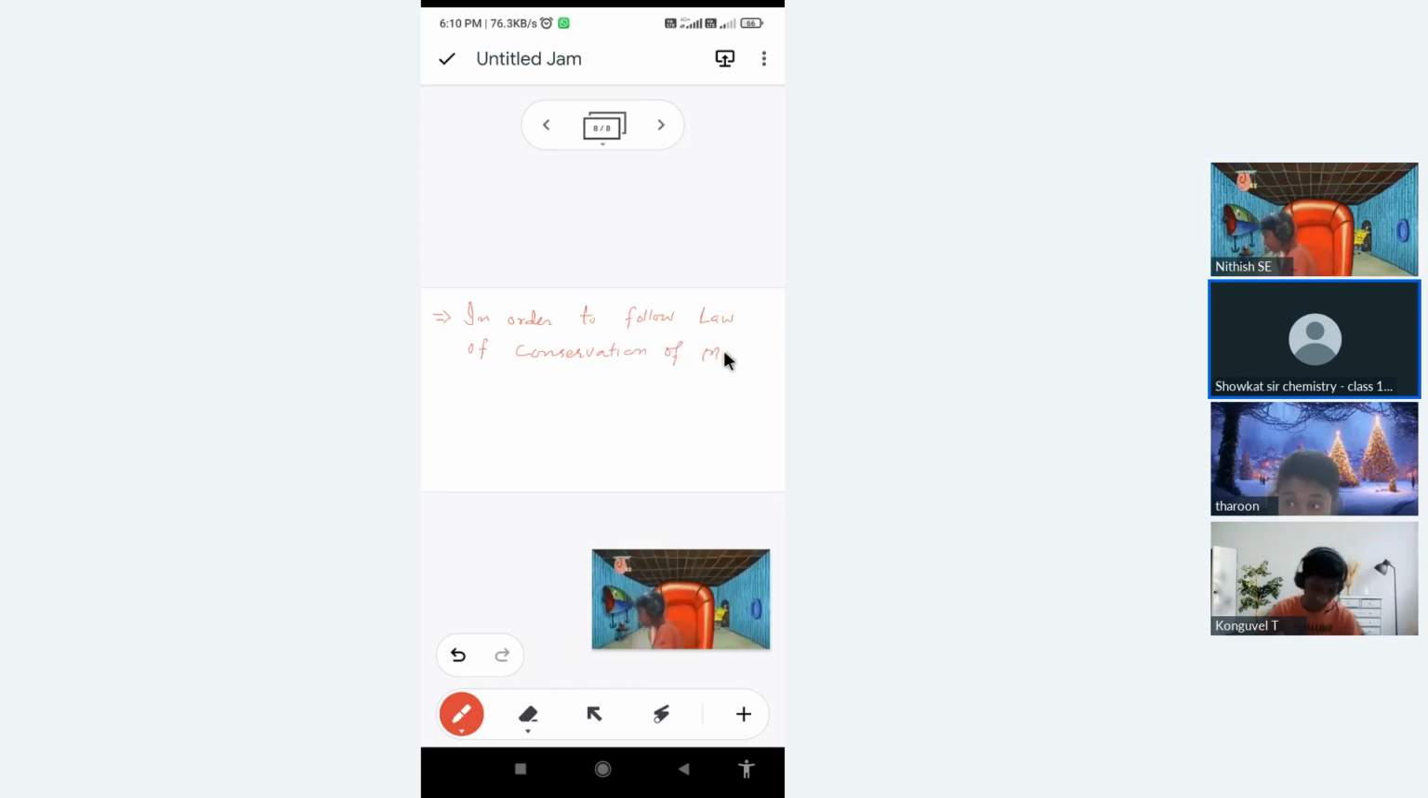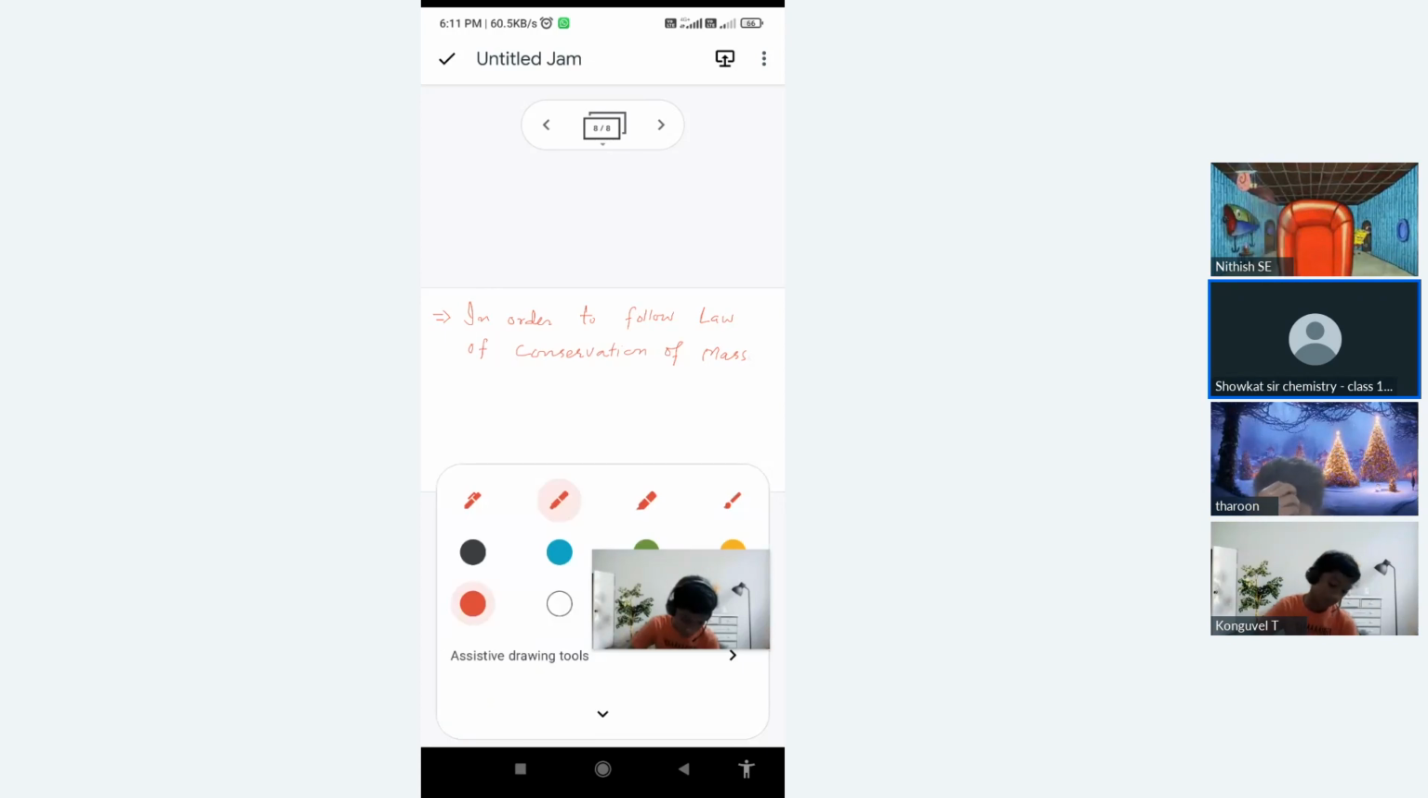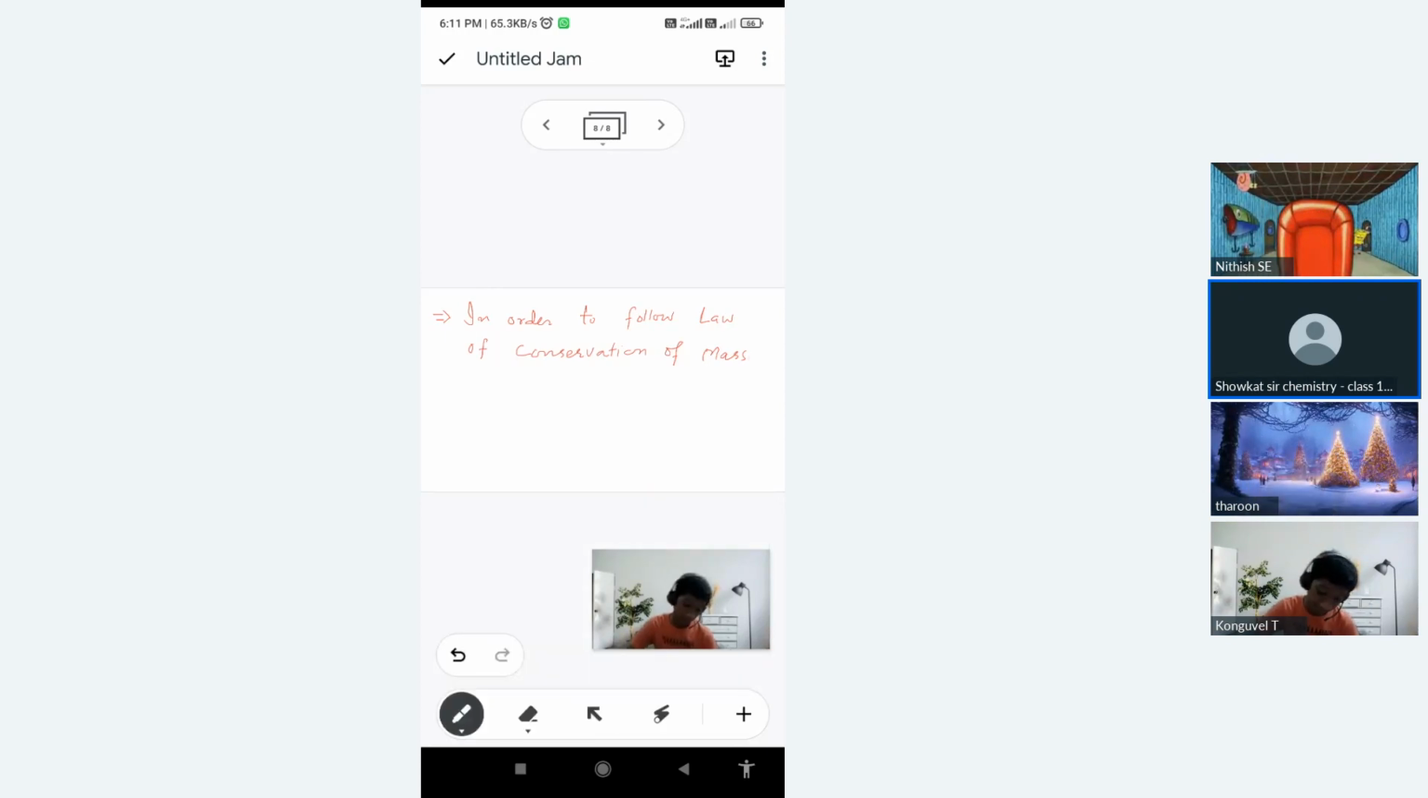Can you tell me what this law states? You have studied this in class 9. The law of conservation of mass states that mass can neither be created nor be destroyed, isn't it? Yes, sir. So you will remember that the total mass of reactants is always equal to the total mass of products, right? I will write it here: the total mass of reactants is always equal to the total mass of products.